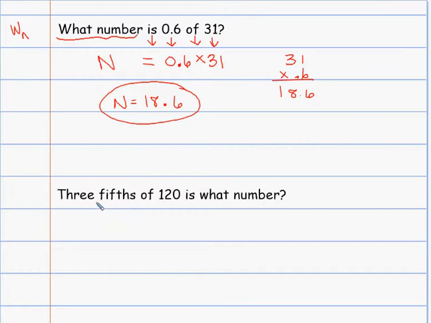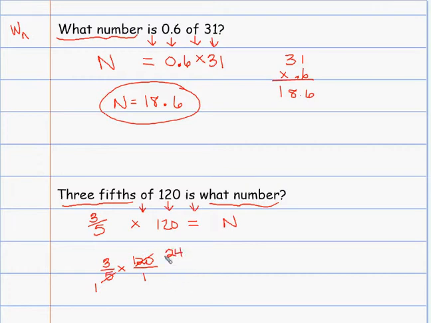Problem number 2. 3/5 of 120 is what number? Okay, 3/5, that's a number. Of, that means multiply. 120, that's a number. Is means equals, and what number? That's where you get your variable. So in this example, I just need to take 3/5 times 120. 3/5 times 120. Again, you can put the 1 under there if you want to. You don't have to. And I know that 5 will go into 120, so I'm going to simplify this before I multiply.